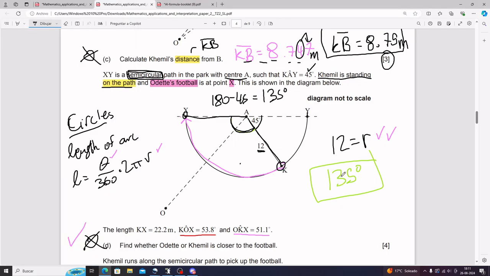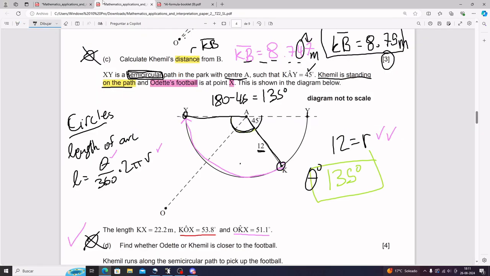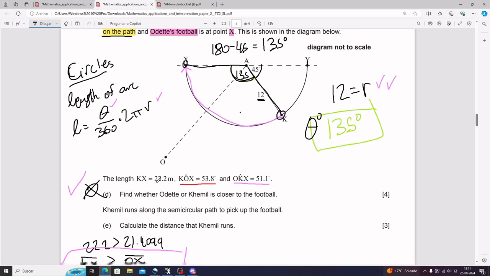So here's the 135 I need for my theta, which again, I did explain intuitively, but the formula here literally says that theta is the angle measured in degrees that makes up your arc, while r is the radius. So I already found theta, I already found the radius. It's all in degrees. Everyone's happy. All I have to do is plug into this formula right here, which ends up as length equals 135 divided by 360 times 2 times pi times r, which you said was 12.